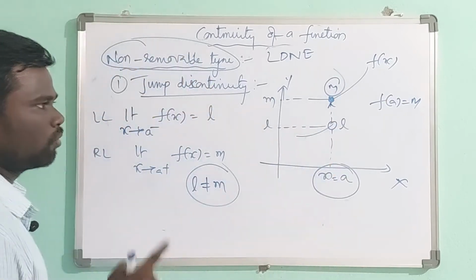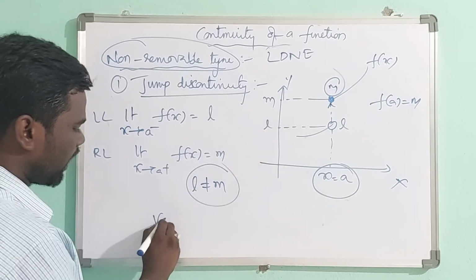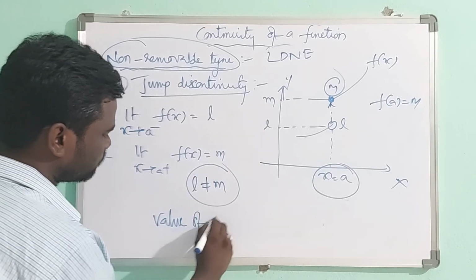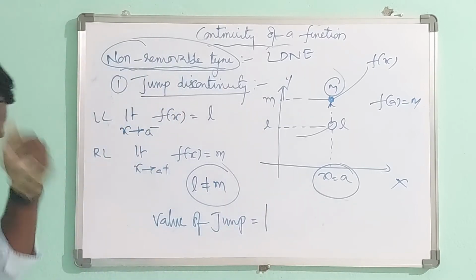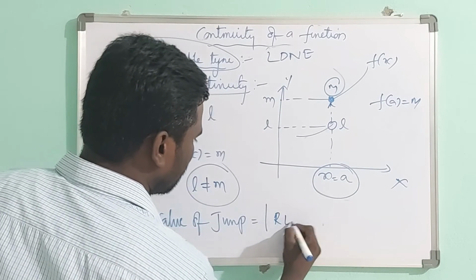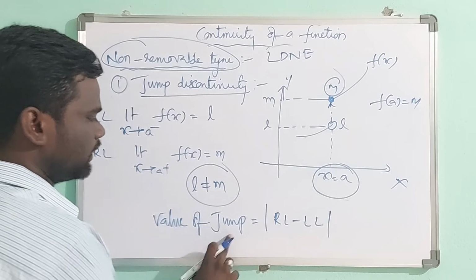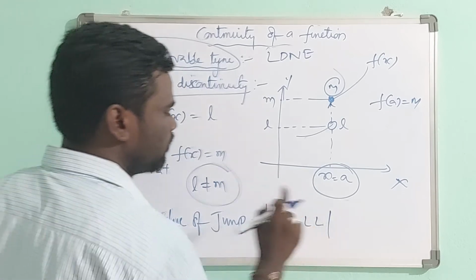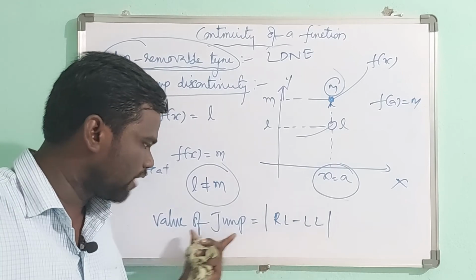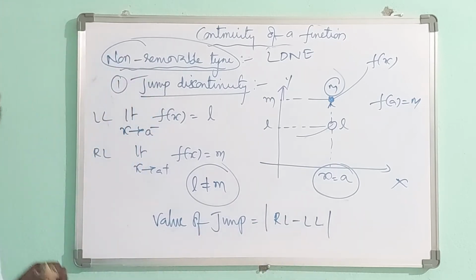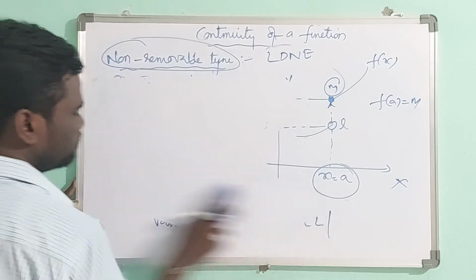One more important thing is that in this particular case we need to find the value of the jump. That is equal to the modulus of right limit minus left limit. The value of jump is the modulus of right limit minus left limit. So this is the formula for finding the value of jump. Now we will move on to the second type, that is essential type.